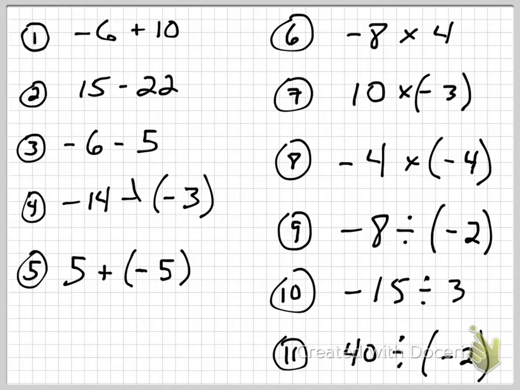Number 2. What do I have on the table? 15 positive poker chips and 22 negative poker chips. I start eliminating pairs. How many total pairs am I eliminating? I'm eliminating 15 pairs, right? What's left on the table? 7 negative poker chips. -7.